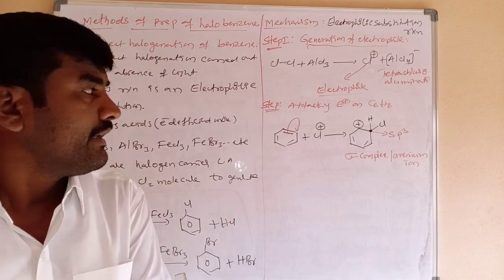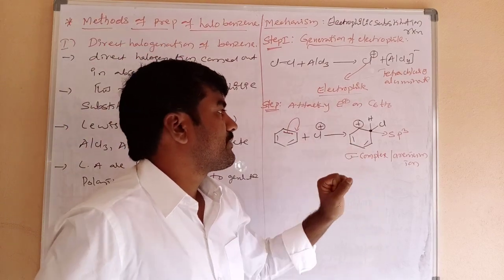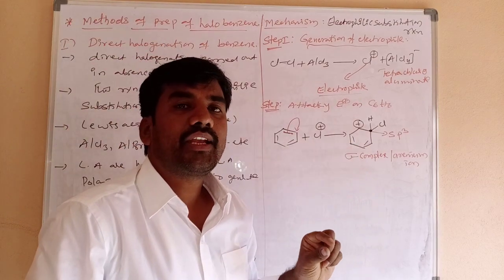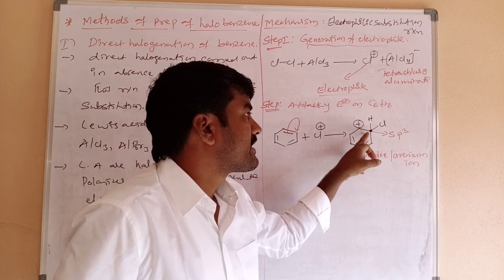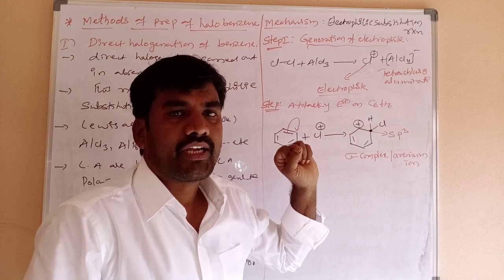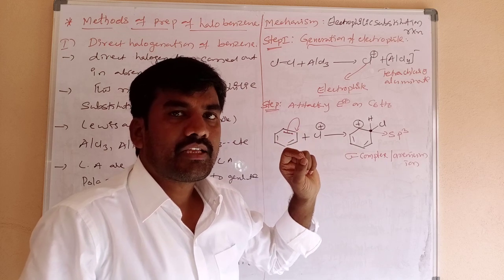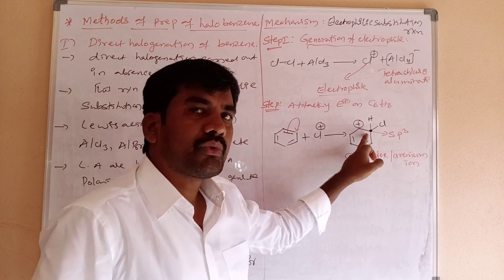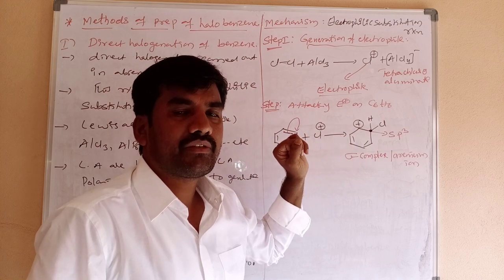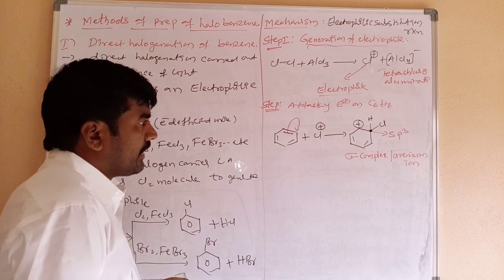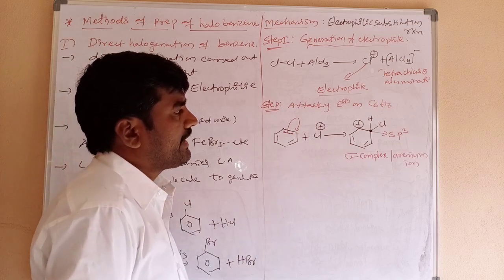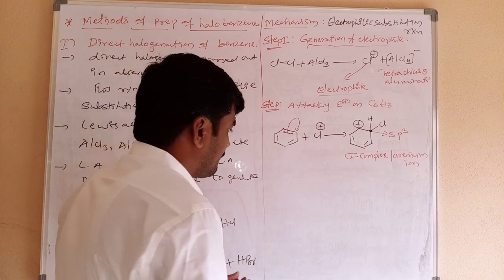When this carbon atom is converted to sp3 hybridization, it loses its aromatic character. Aromatic character means delocalization of electrons; delocalization of electrons stops at the sp3 carbon due to the sp3 hybridization. Clear? To stabilize the arenium ion, it undergoes resonance structures.